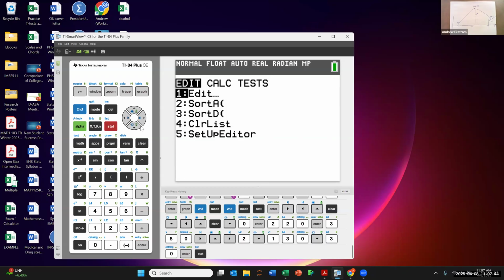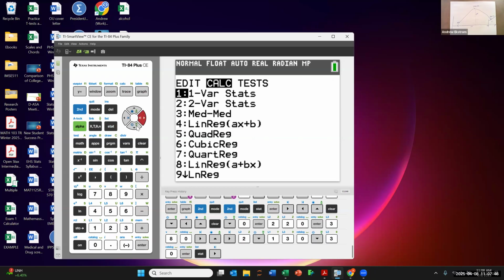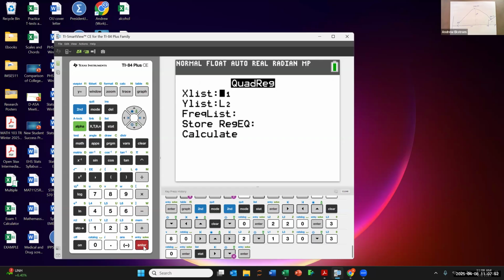I go to stat, over to calc, down to quad reg. X list is L1, Y list is L2. Just keep mashing the enter button or the down arrow till I get to calculate. And we just came up with an equation for determining the trajectory that the baseball traveled.